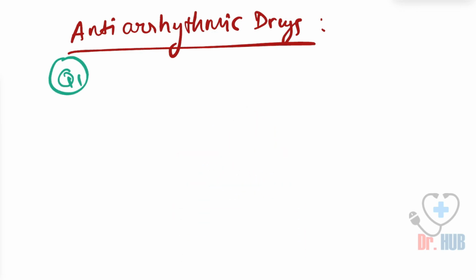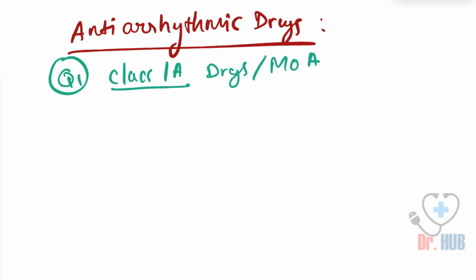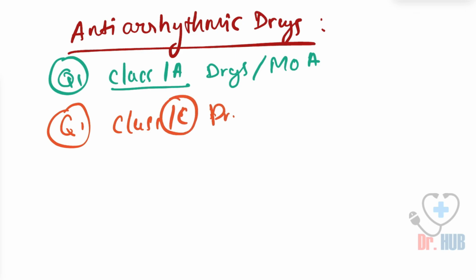So the first question is, name some class 1 drugs. Name some class 1A drugs. Name the drugs as well as give their mechanism of action. This will be the first question. The second question will be, name the class 1C drugs and what are their mechanism of action.